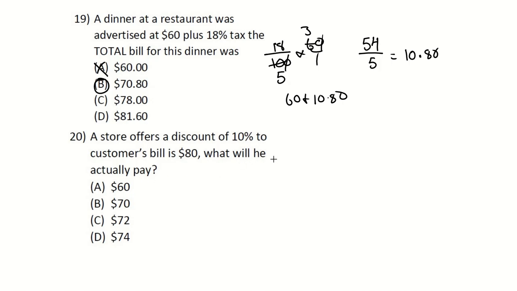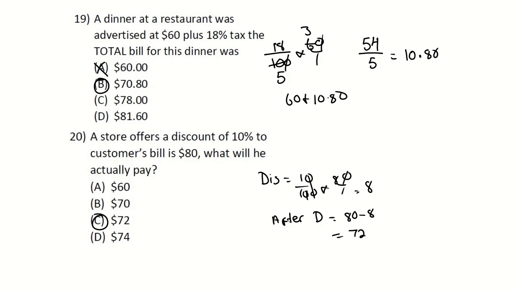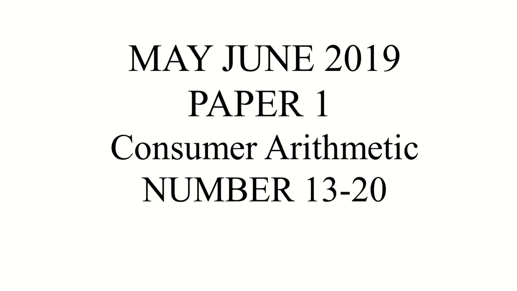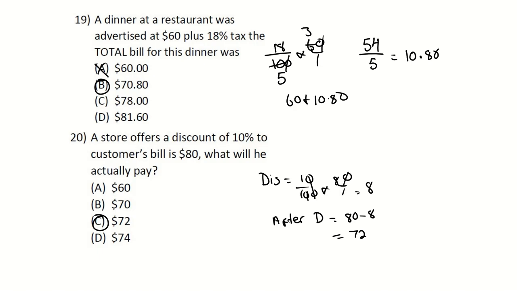So if he's getting a discount of 10, we know that the discount is going to be 10 over 100 multiplied by 80 over 1. Cross out, cross out, cross out. So he's getting $8 off, but he wants to know what he will actually pay after the discount. It is going to be 80 minus 8, which is 72. So the answer is C for this question. Right, and that would be the end of January 2020.